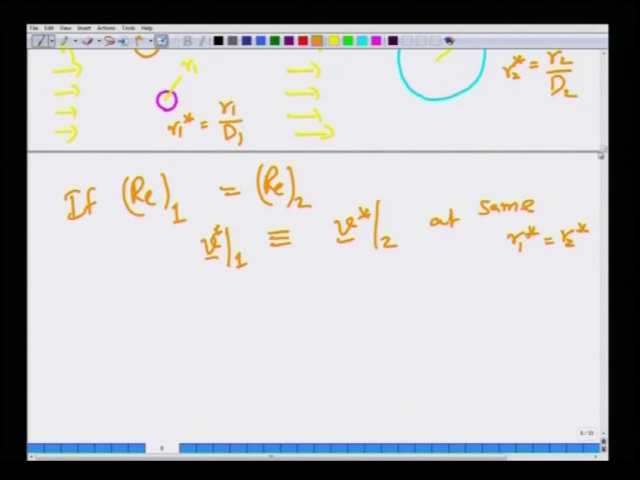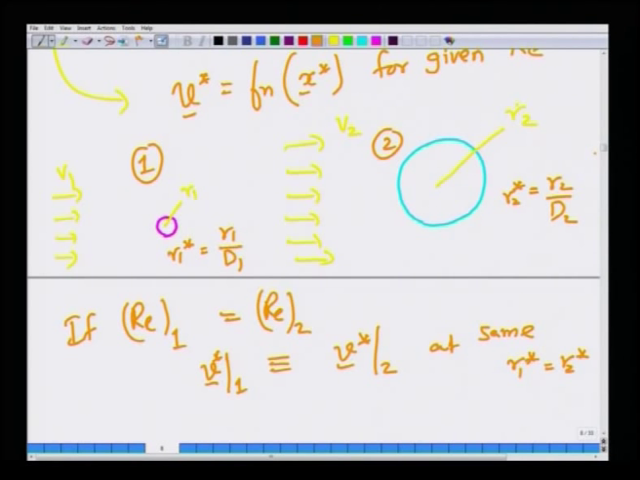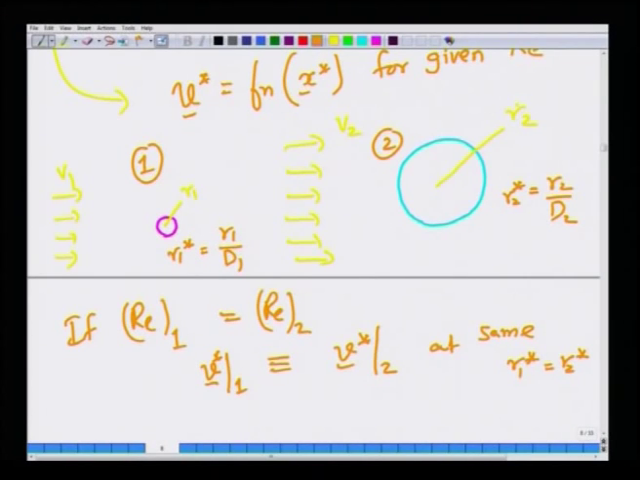So, if you were to do experiments or numerical simulations, not just to find integrated quantities like drag forces, but even point-wise variations, this non-dimensionalization of the Navier-Stokes equation is telling us that it is not necessary to solve these two problems individually and separately. If you want the information at the same Reynolds number, then these non-dimensional velocities of the two different systems will be identically equal if you are looking at the same non-dimensional position, which is r divided by d.